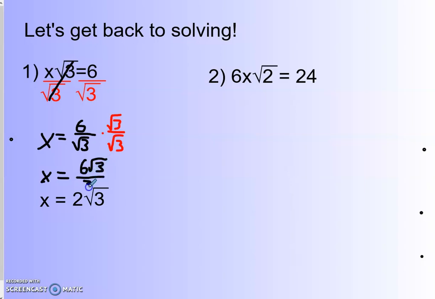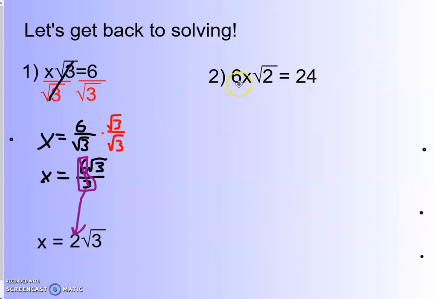And when you simplify that by looking at numbers outside of prison, they can associate with other numbers outside of prison. 6 divided by 3 is 2. So that's where the 2 radical 3 came from.